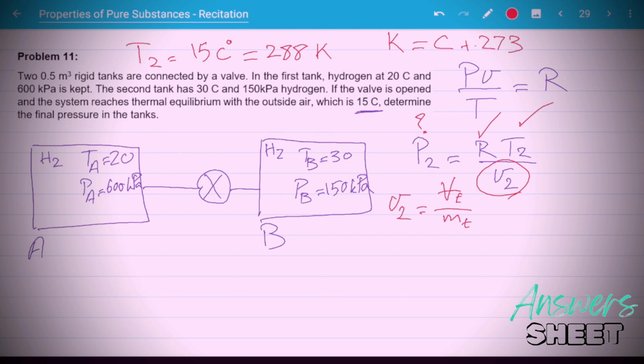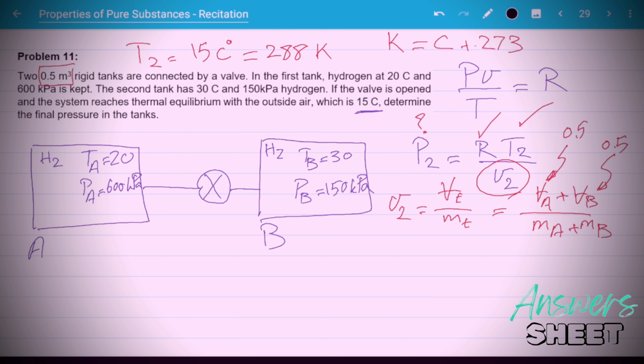Now at the final state, where the valve is opened, the total volume is the volume of tank A plus the volume of tank B. And the total mass, again, is the mass of hydrogen in tank A plus the mass of hydrogen in tank B. Now the problem says both tanks are rigid and they have a volume of 0.5 meters cubed. So both volumes are 0.5 meters cubed. Now how about the masses? Masses are the ones that we need to calculate.